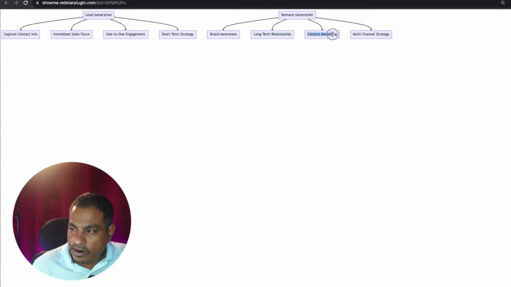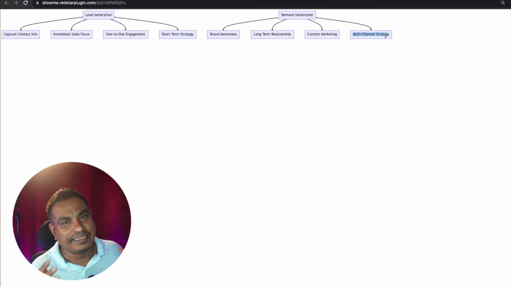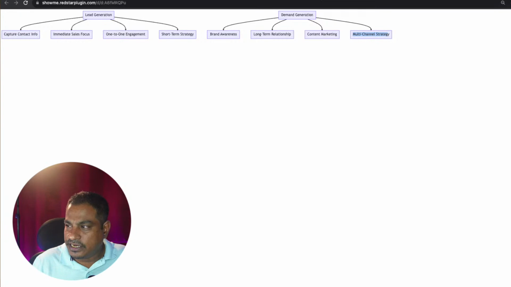Then you have content marketing that you go ahead and exhibit, and then you have a multi-channel strategy, because you're not looking at one activity of one person. You're not looking at a one-on-one activity. You're looking at a segment as a whole, right? Now, this is how your demand generation and lead generation are different.